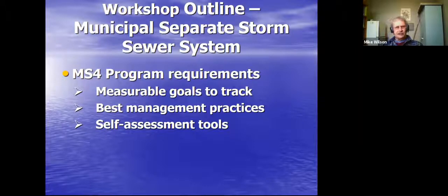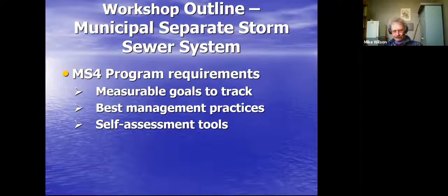So out of that, we have a workshop outline, and this outline is designed for all municipal separate storm sewer systems, MS4s, okay? What that means is that the stormwater system is separate from the sewage system. Certain places like Manhattan have a combined system. When it rains, that water goes into the sewage treatment system. In Rockland County, it does not. Our rainwater goes directly to a waterway.